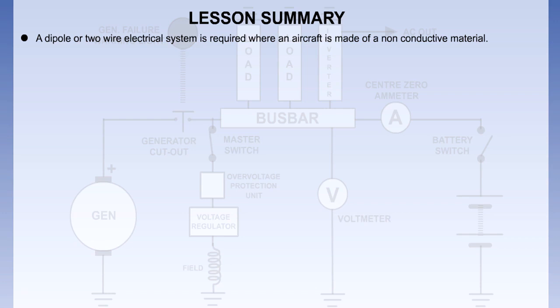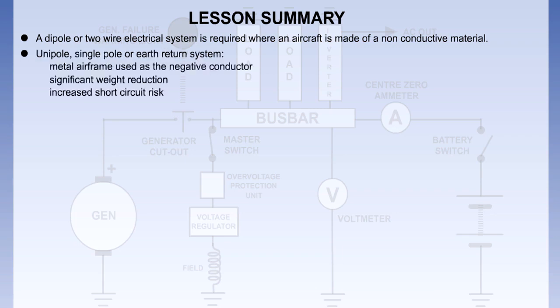A dipole or two-wire electrical system is required where an aircraft is made of a non-conductive material. In a unipole, single pole or earth return system, the metal airframe is used as the negative conductor, completing the circuit for the current flow. This type of system produces a significant weight reduction. However, there is an increased short-circuit risk.